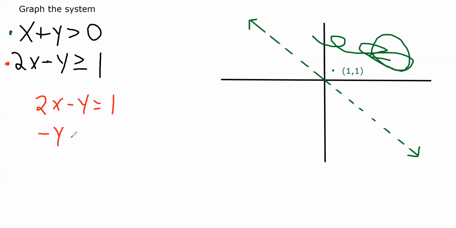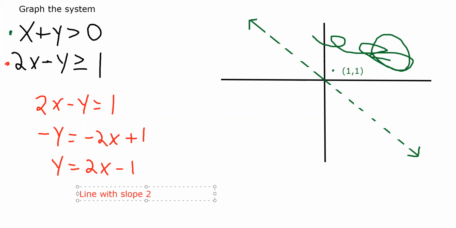So I'm going to move the 2x over to the other side. And then since it's negative y, I'm going to multiply both sides by -1 because we want to get the y by itself. And that's going to flip the signs on everything. So now this is a line with slope 2, y-intercept of 0, -1. The slope is 2, the y-intercept -1 is the key part here.